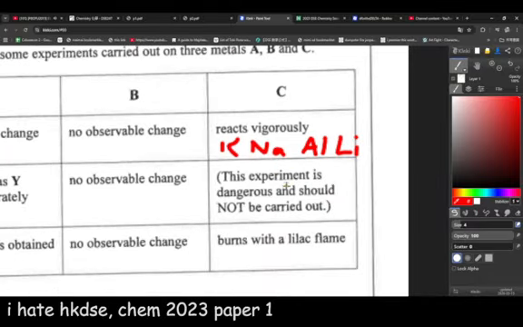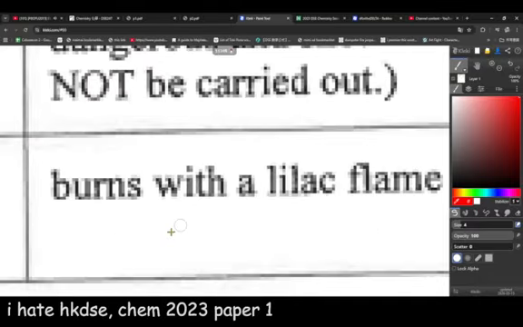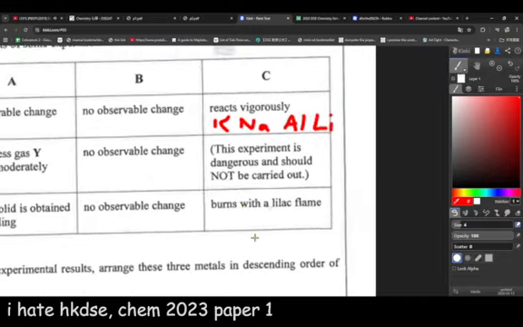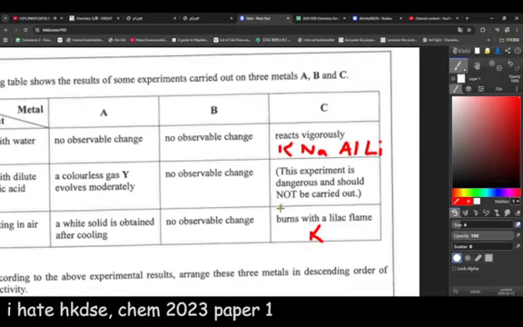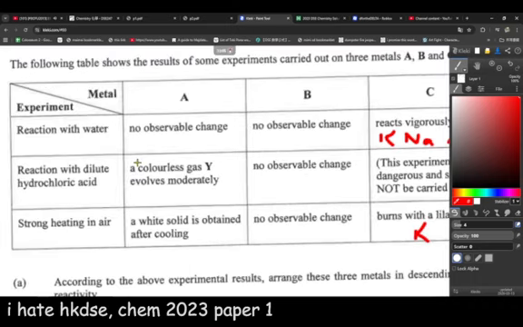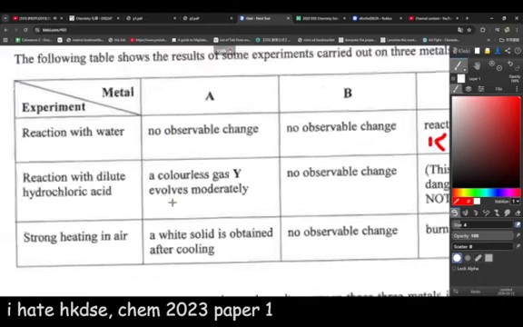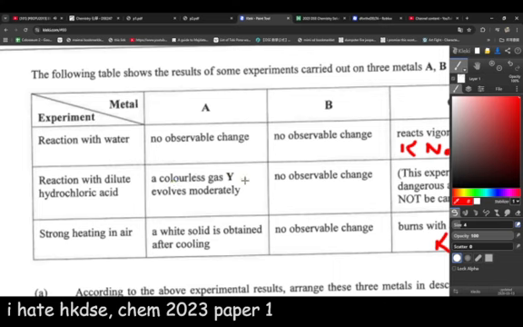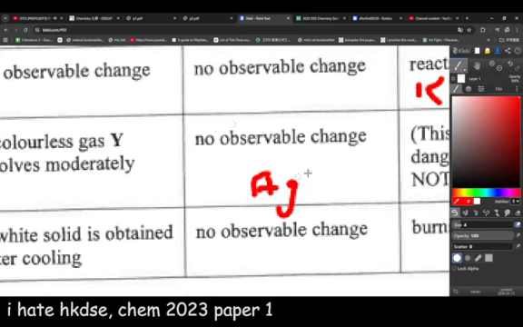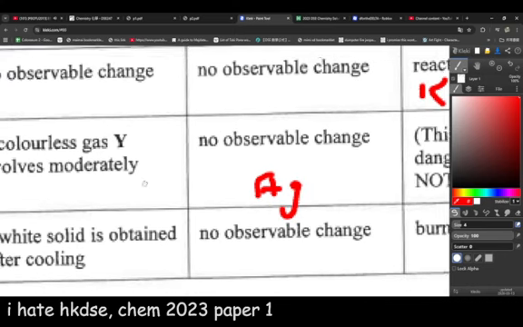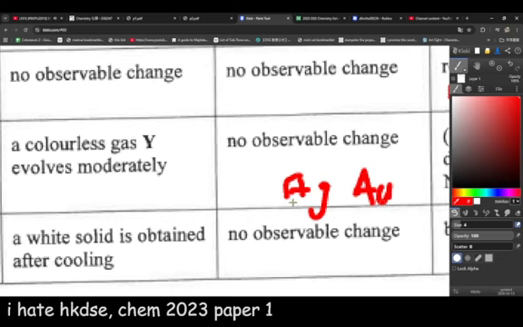So let's look at the rest of this. Oh, burns with lilac flame. Burns with lilac flame, K. That's the answer. So C is K, or potassium. And let's look at the rest. Dilute hydrochloric acid, colorless gas Y evolves moderately, no observable change. B is silver. Or, well, I mean, silver is the most common metal they ask in the bottom reactivity list. So just assume it's silver, gold, whatever.